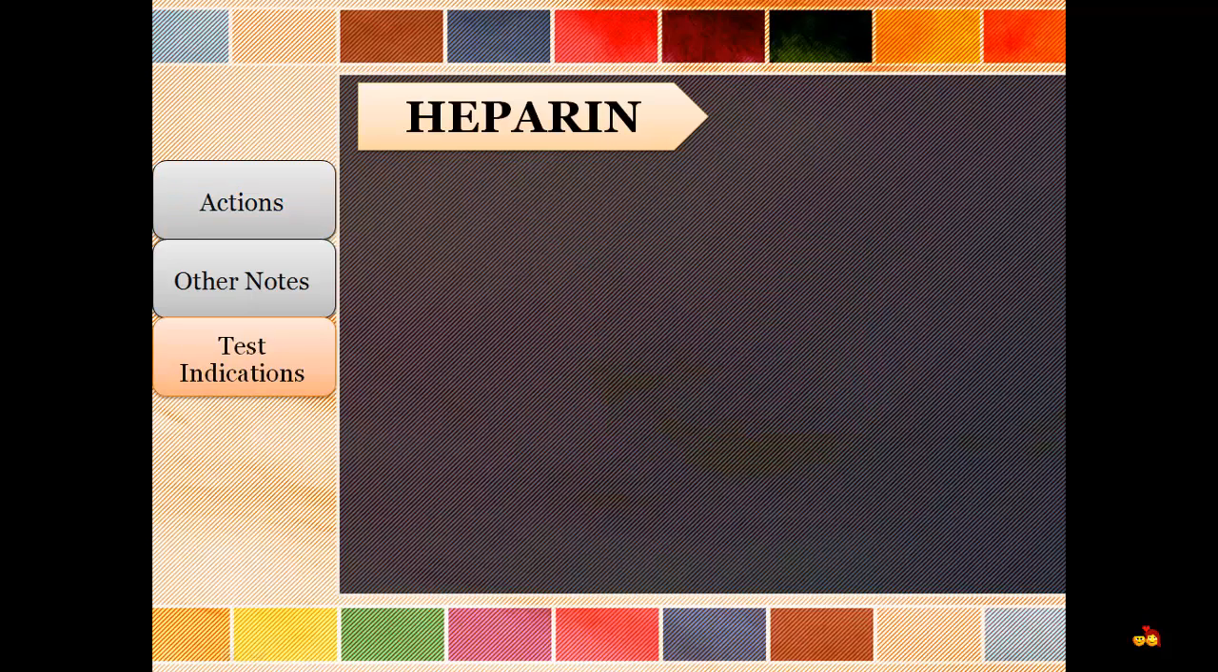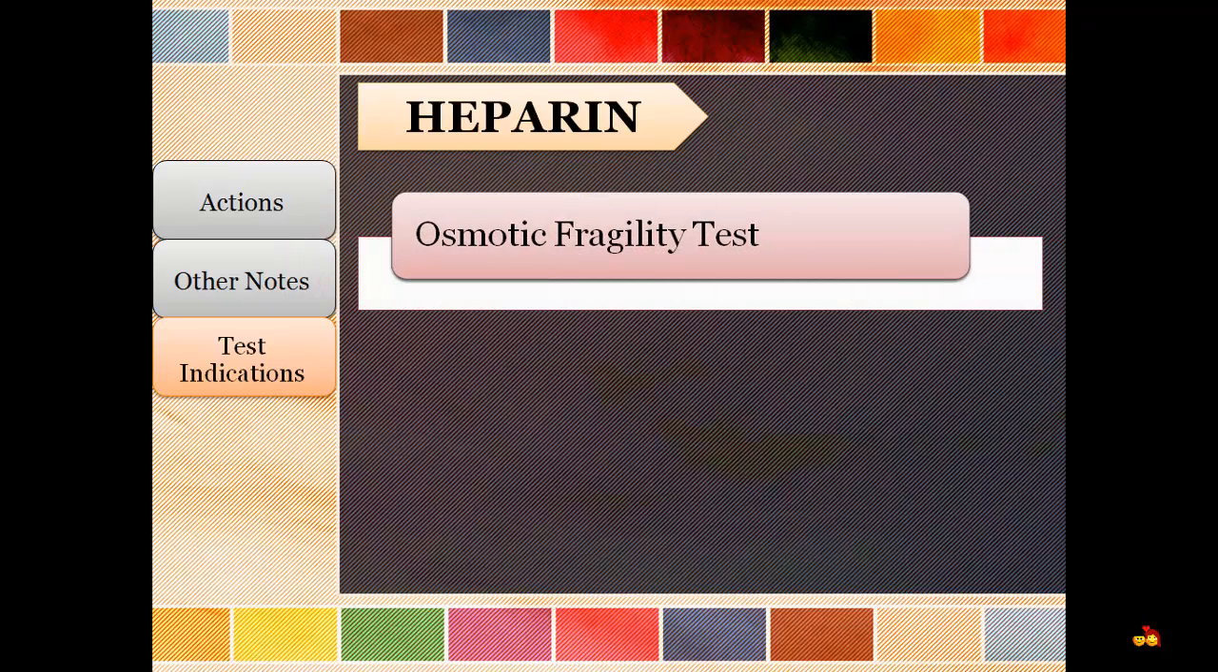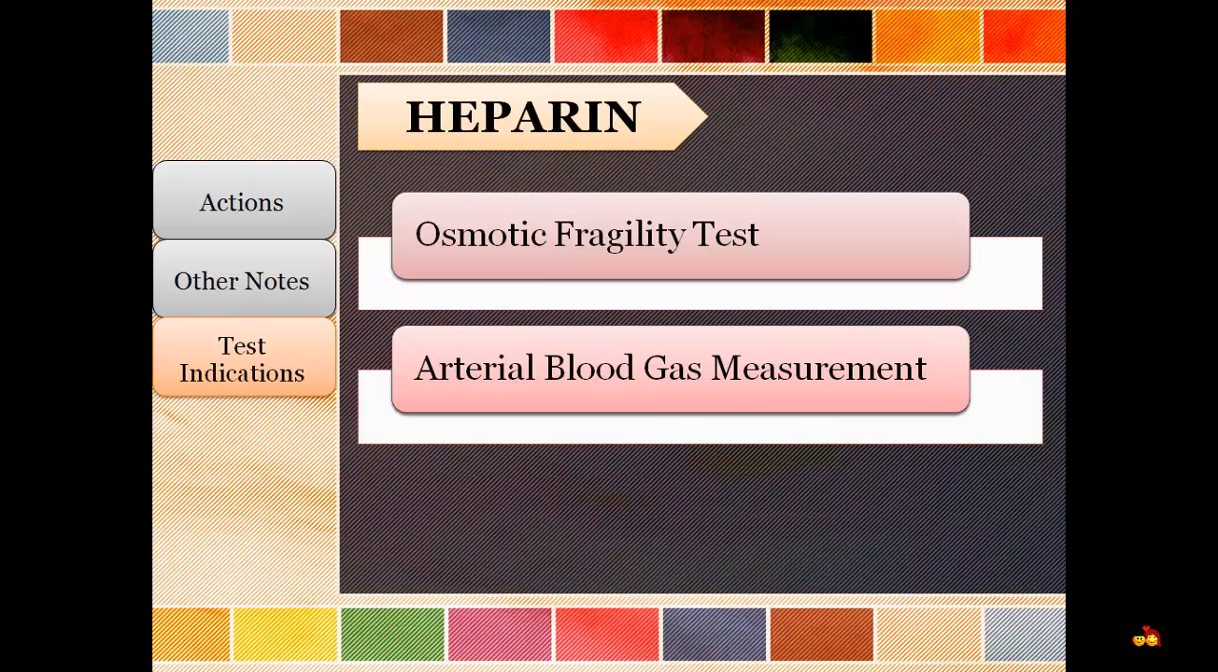Okay. So, what tests heparin is best for? Well, basically, you have to know that heparin is best and ideal for osmotic fragility tests. Later, in our discussion sa mga different tests, different hematology tests, malalaman nyo kung ano yung osmotic fragility test. But please do remember, always remember, that the best and ideal anticoagulant for osmotic fragility test is our heparin. Another is our arterial blood gas measurement.